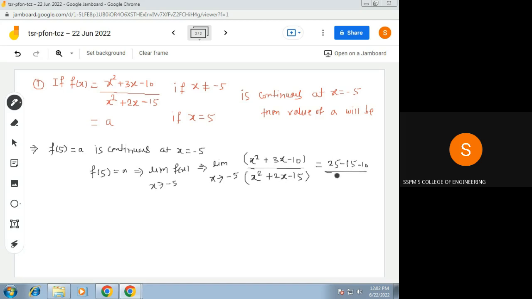And what is that x square? Minus 5 square, that is 25. 2 into 5, that is minus 10. Minus 10 minus 15. And what is sum of them? That is 0 by 0. So 25 minus 25, it is 0, upon 25 minus 25, it is 0, means 0 by 0 is there.